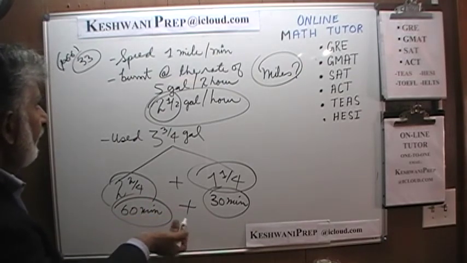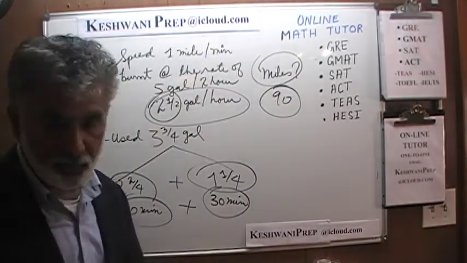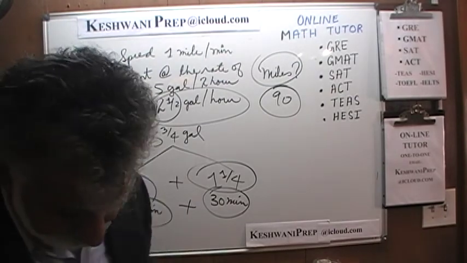If we're going for 90 minutes at the rate of 1 mile per minute, we have gone 90 miles, because we are going a mile per minute. That's it.